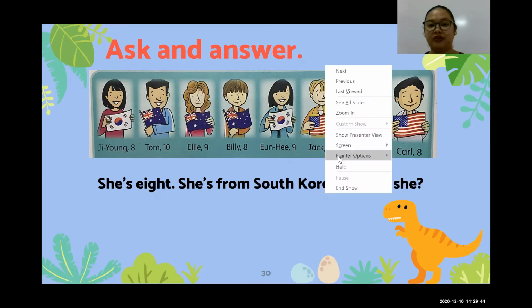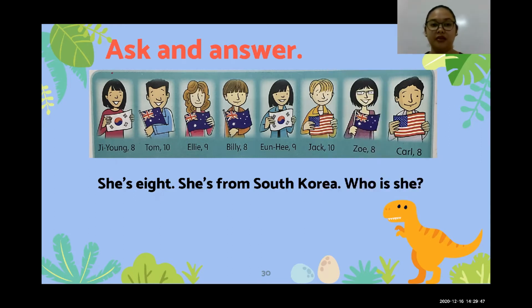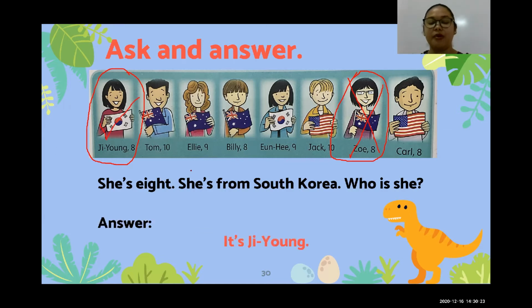She's from South Korea. Okay, so we have here Ji Young. She's 8. And we have Zoe. She's 8 too. The question is, she's 8. She's from South Korea. Who is she? Of course, Zoe is from Australia, so it's not Zoe. The answer would be Ji Young, because Ji Young is from South Korea. So our answer is, it's Ji Young.